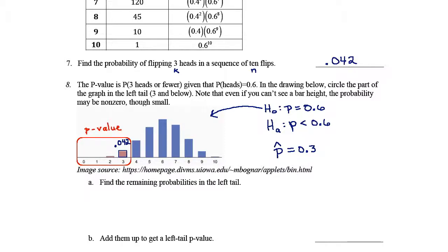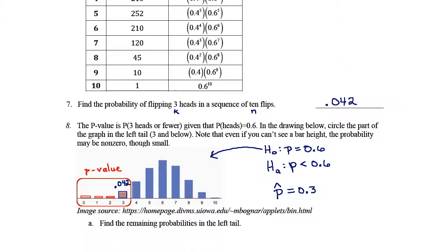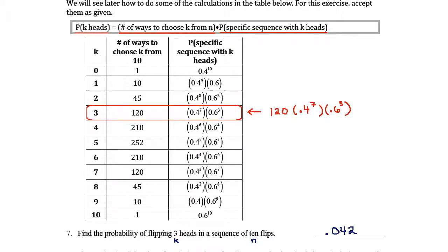So we need to find this bar height at 2, the bar height at 1, and the bar height at 0, even though those last two look like they aren't there, we want to assume that they are. So we are going to calculate those probabilities based on the table. So let's come back up to our table now and look at 2, 1, and 0 and figure out what those values are so that we can add them all together and get our p-value based on a binomial distribution.